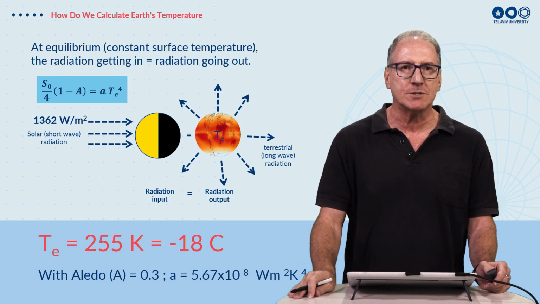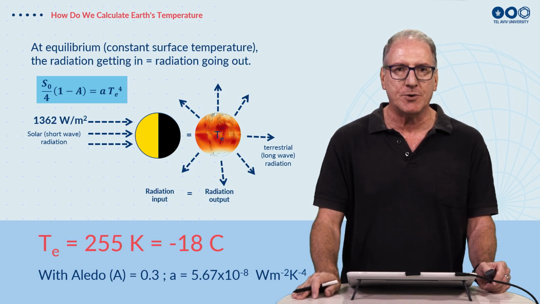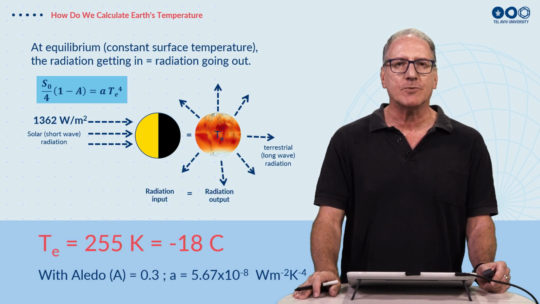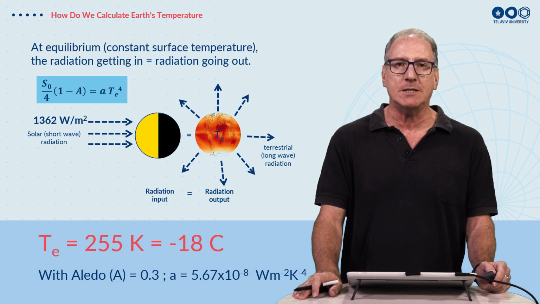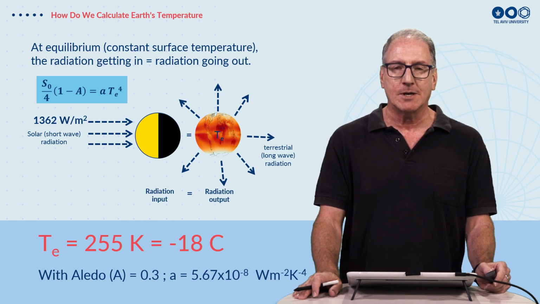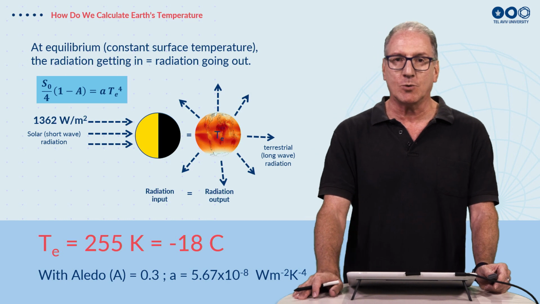So we can put these numbers now into the equations. We know what the solar constant is. We said A is 0.3 or 30%. We know what little a is, and then we can try to solve this equation. What comes out of this equation is that the temperature of the Earth is 255 degrees Kelvin, which is minus 18 degrees Celsius.